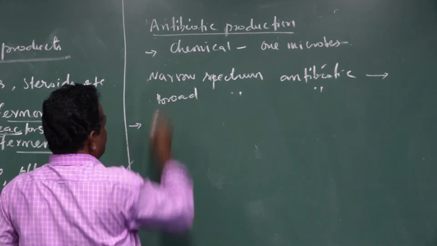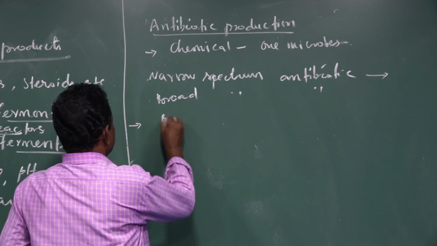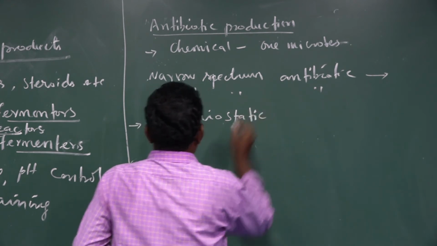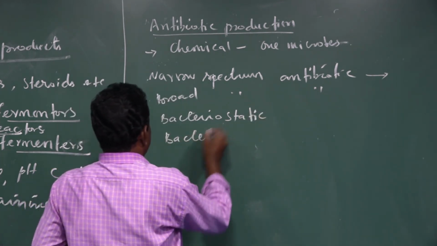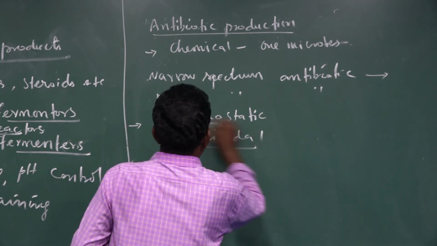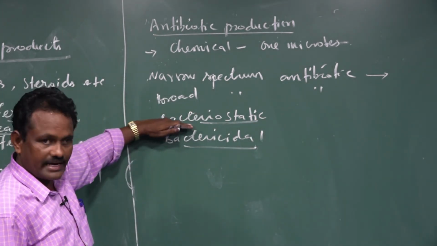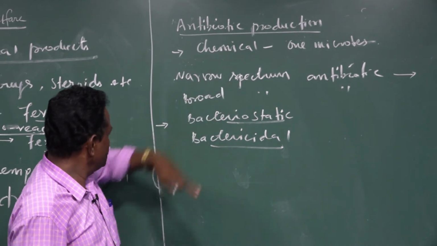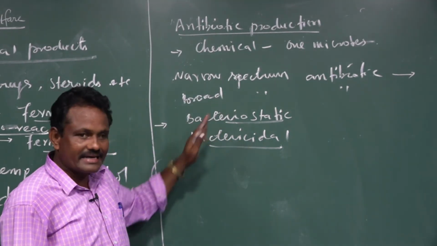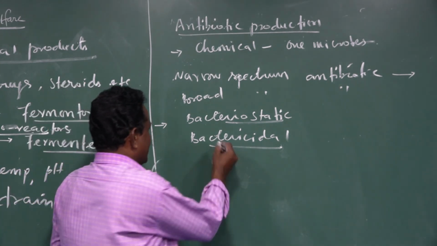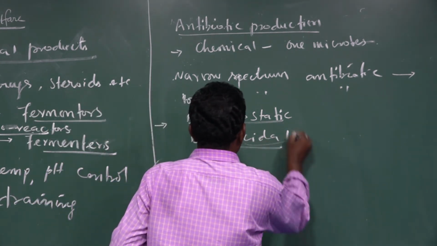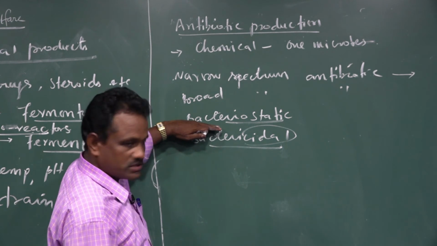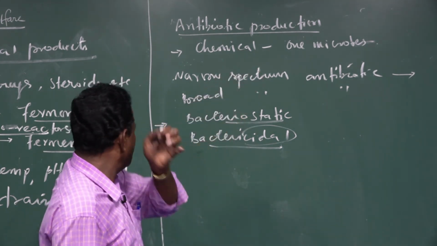Now another type of classification: antibiotics are classified as bacteriostatic and bactericidal, two different types of antibiotics. Bacteriostatic antibiotics generally prevent or inhibit the growth of the bacteria, but bactericidal antibiotics kill the bacteria. The cidal, C-I-D-A-L, meaning is actually kills. So a bactericidal antibiotic kills the bacteria. A bacteriostatic antibiotic inhibits the growth of the bacteria.